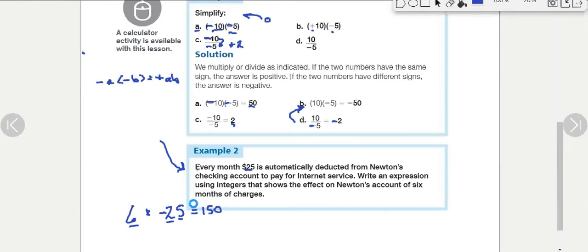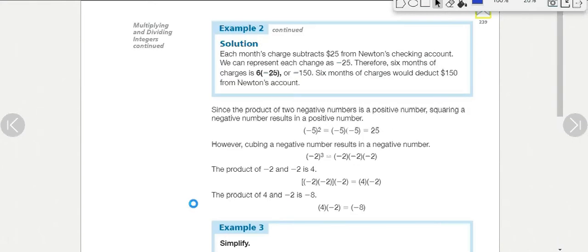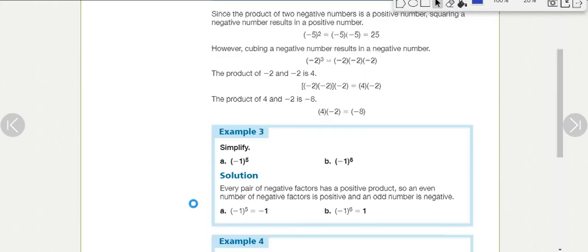Now, I have a positive and I have a negative. When there's only one negative, it's a negative. And that makes sense because we're losing. Overall, it's a negative net change. Negative 150 looks good. The product of two negative numbers is always a positive, so when you square a negative number, which really means multiplying it by itself, that's always going to turn positive. So negative 5 squared means positive 25.